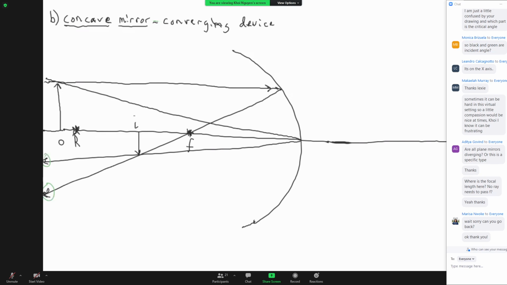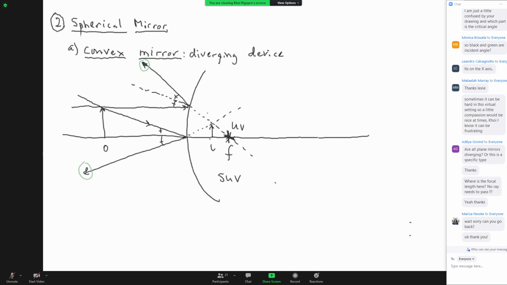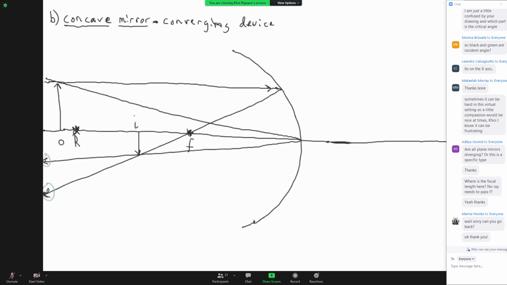And with that convergence of light, what do we notice about this image that we've drawn that's different from the other images that we've drawn up till now, right? This image was upright and virtual. What do we notice about this last image? This is inverted and real, okay? So we take a look at our object, the image, and the magnification associated with each.